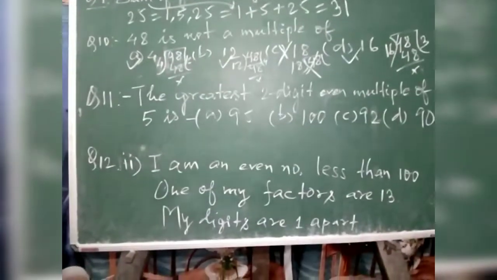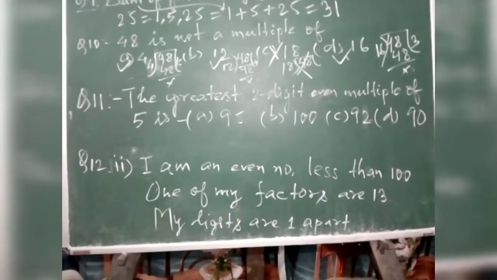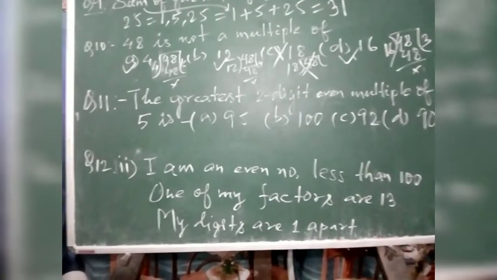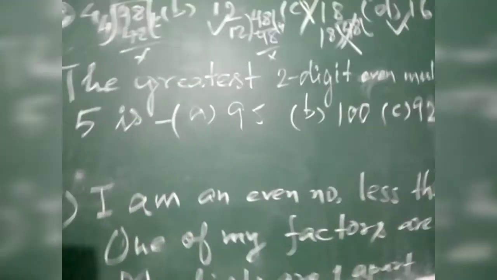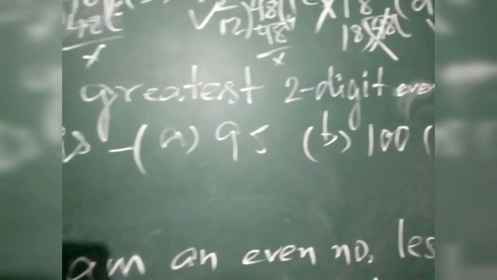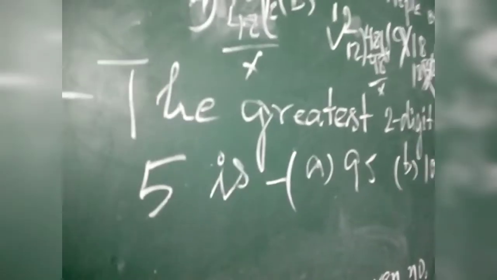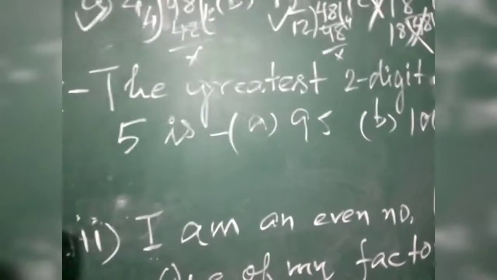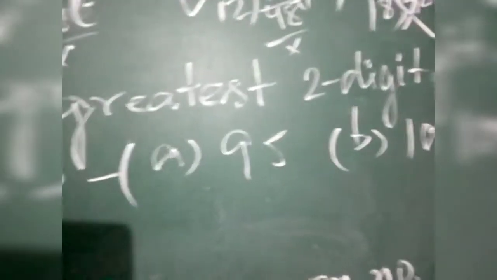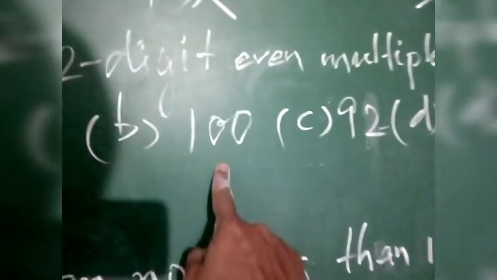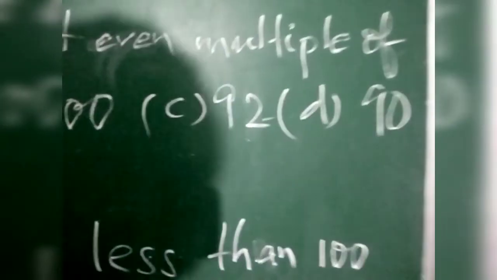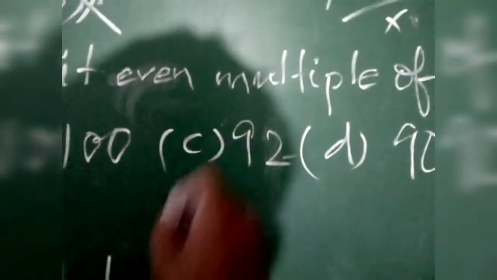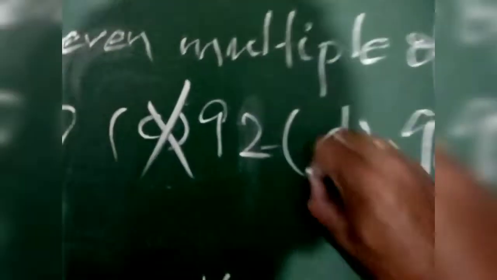Now question number 11: the greatest two-digit even multiple of 5 is. We have to check the even multiple. The first one is odd, so it's directly out. This one is three-digit, so it's also cancelled out. This one is not a multiple of 5. So directly, this is the correct option.